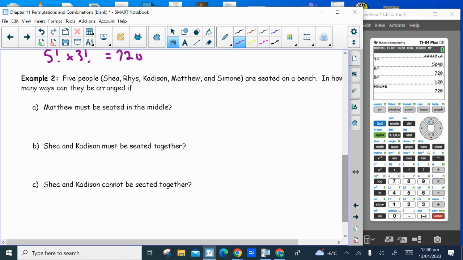Example 2, 5 people: Shay, Reese, Caddison, Matthew, Simone. They are seated on a bench. In how many ways can they be arranged if Matthew must be seated in the middle?